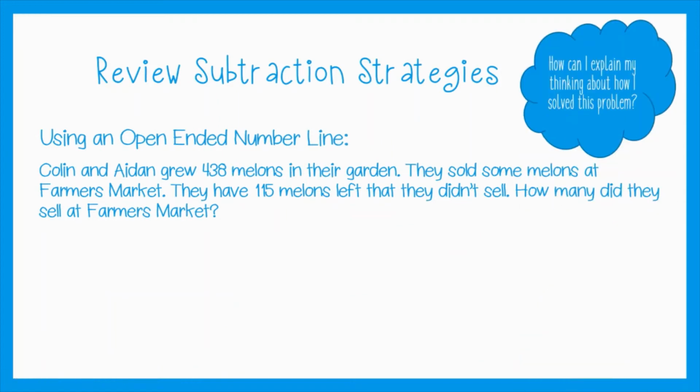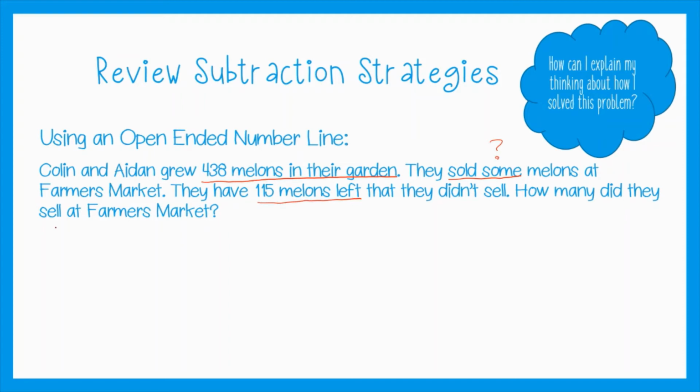So we're going to use an open-ended number line for this problem. Colin and Aiden grew 438 melons in their garden. They sold some melons at farmer's market. They have 115 melons left that they didn't sell. How many did they sell at farmer's market? So we know that they grew 438 melons. And they sold some. That's our unknown. We don't know how many they sold. But we know that there's 115 left.